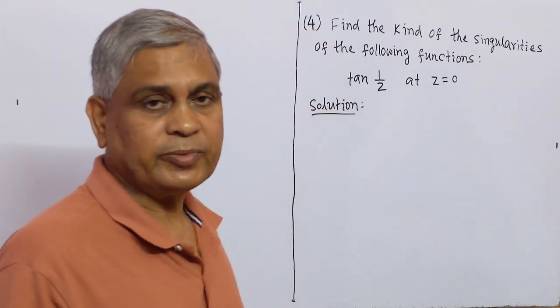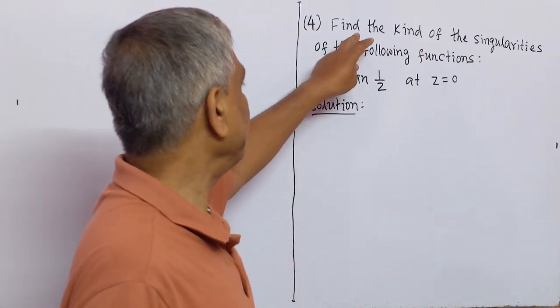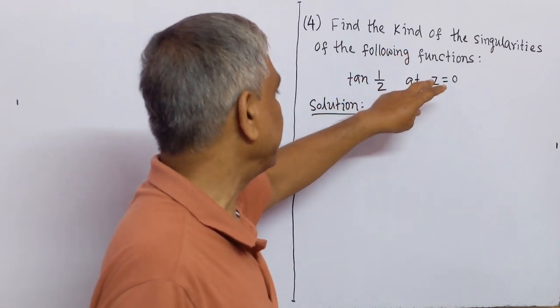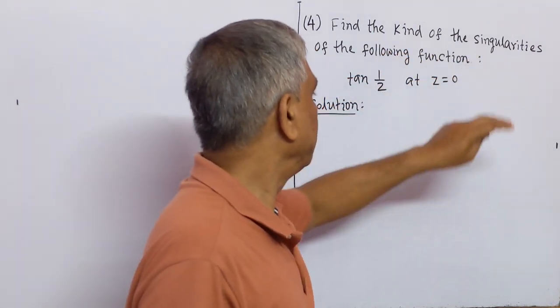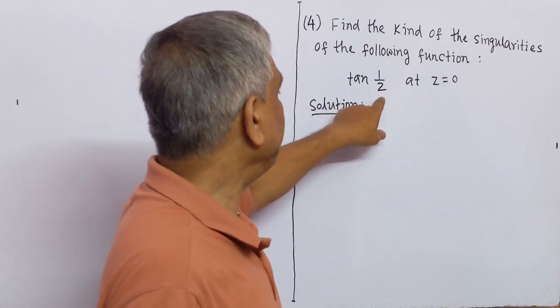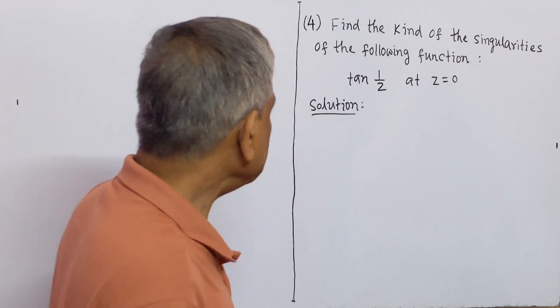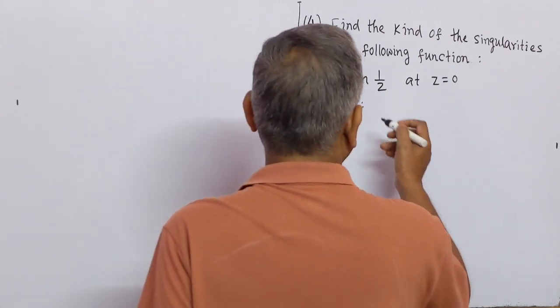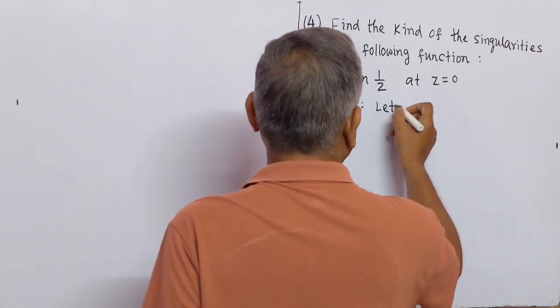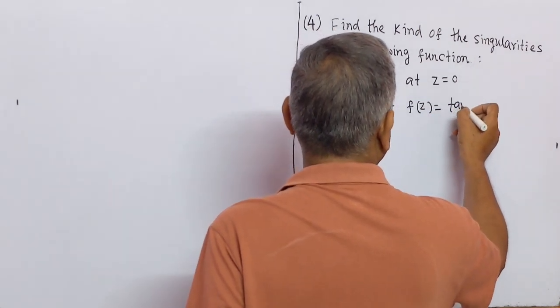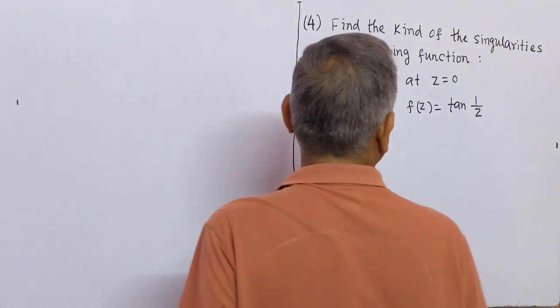Now we solve the next problem. Next problem is: find the kind of singularities of the following function, tan 1 by z at z equal to 0. Now we solve this. Let f(z) equal to tan 1 by z.